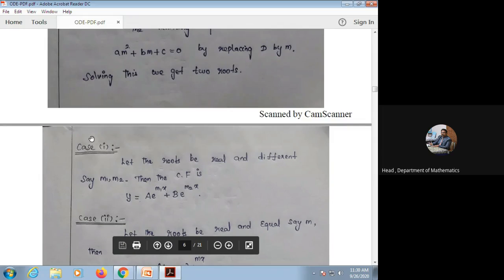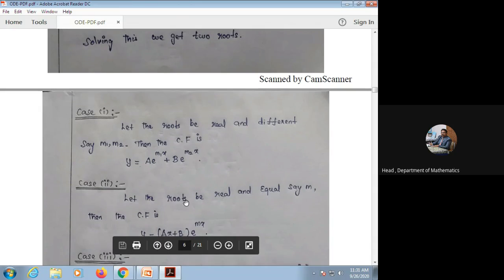For the first case, suppose our two roots are real and different, you have to write the first root is m1 and the second root is m2. Then the complementary function formula is y equal to a e power m1x plus b e power m2x. This is the solution of the complementary function.